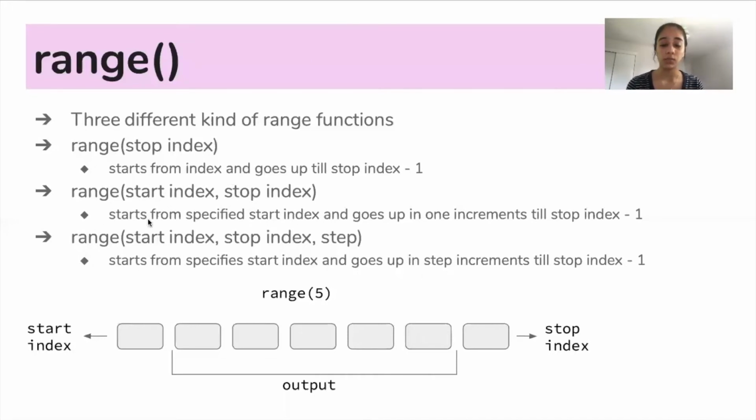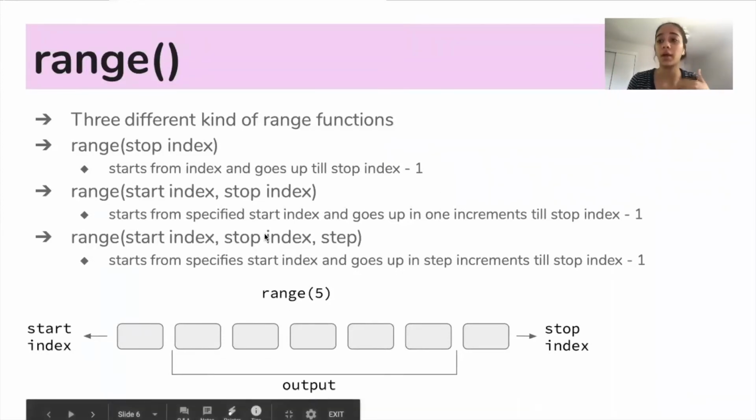And the last one has 3 parameters: the start index, the stop index, and the step. The step basically tells you how many increments you want it to go up by. So let's say I wanted to skip a number in between, then I would make my step 2. So it would skip the number in between and go up by 2.